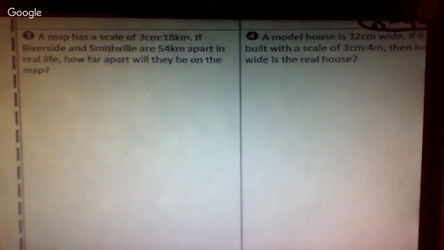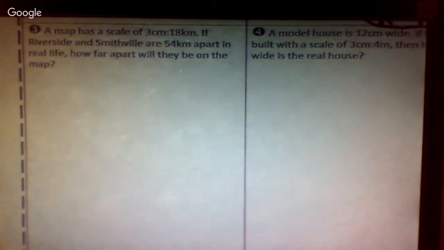A map. Okay, so you know that a map is a scaled down figure of the real world. A map is just a scaled down version of what's in real life. So it is a similar figure. A map has a scale. Every 3 centimeters on the map is 18 kilometers in real life. If Riverside and Smithville are 54 kilometers apart, they want to know how far apart is it on the map.